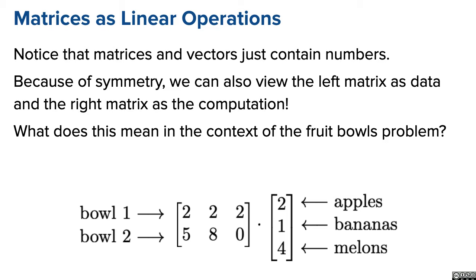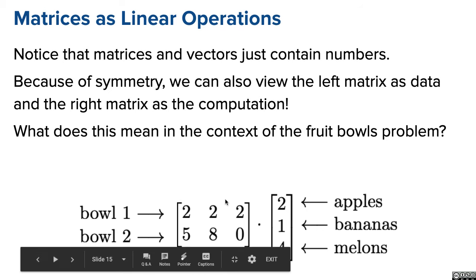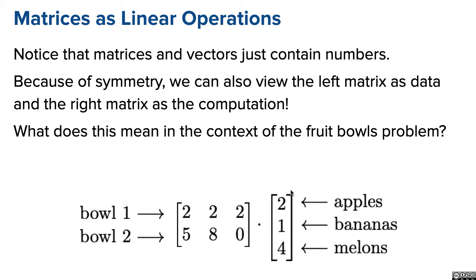You can think of the first assignment: if you think of computation as a left-hand matrix and the data as a right-hand vector, then you're doing what we have done in the previous few slides, where the operation here is calculating the overall prices of fruit bowls by looking at the prices of each fruit and multiplying by the number of fruit in each bowl.